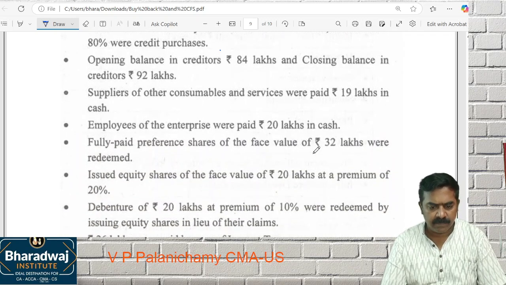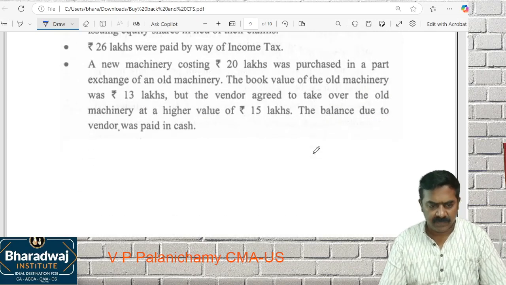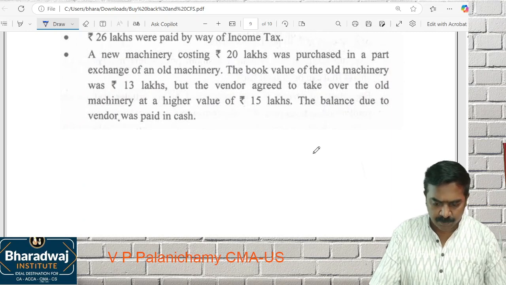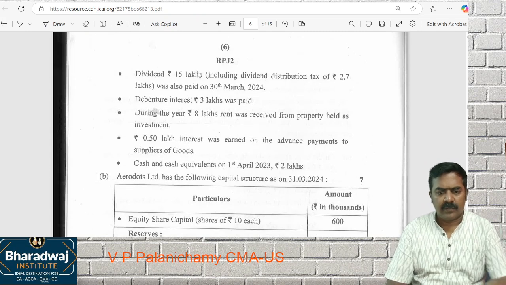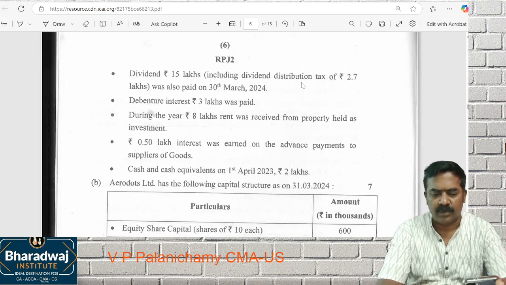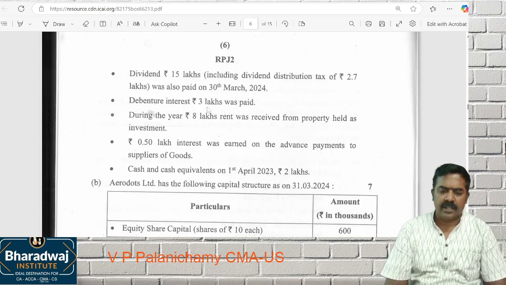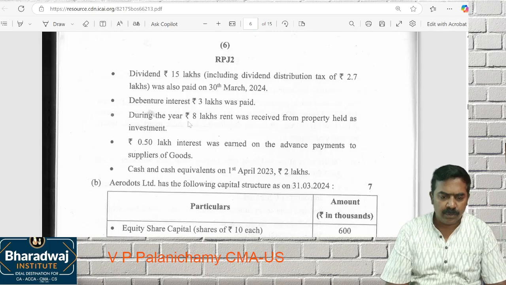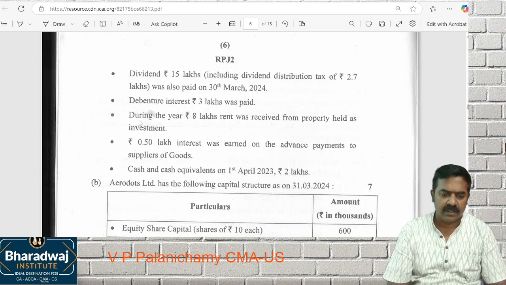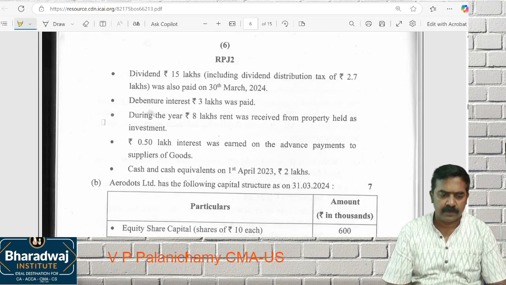Yes, please. I hope from the question paper itself some points are missing. I'll share in the group. Dividend 15 lakhs, including dividend distribution tax 2.7 lakhs, also paid on 30th March 2024. Debenture interest 3 lakhs was paid. During the year, 8 lakhs of rent was received from property held as investment. 0.5 lakhs interest was earned on advance payment to supplier of goods.